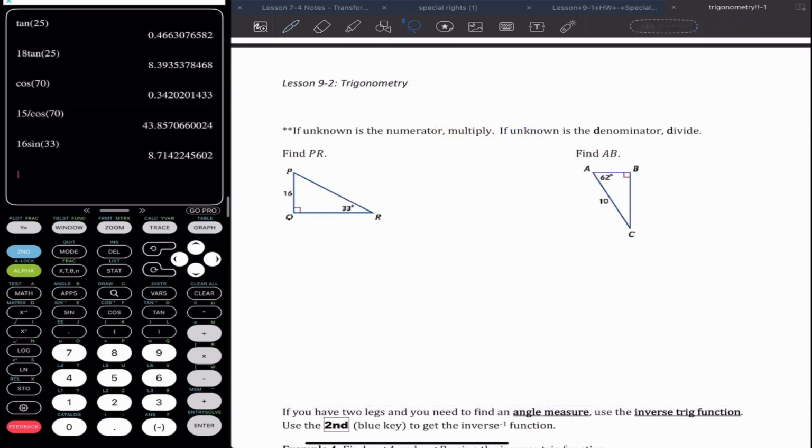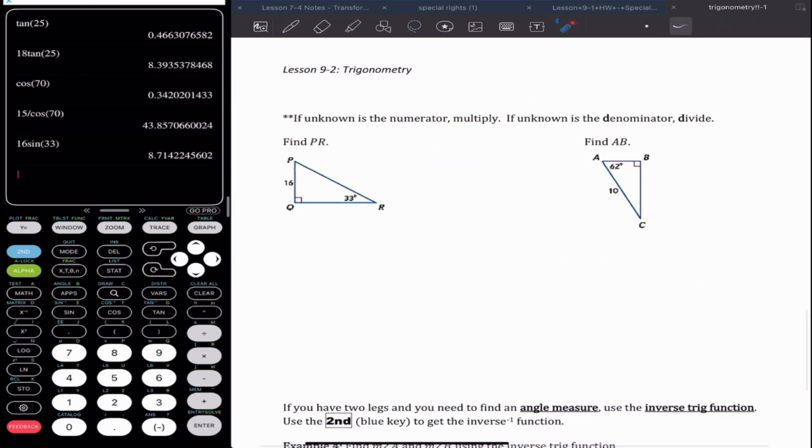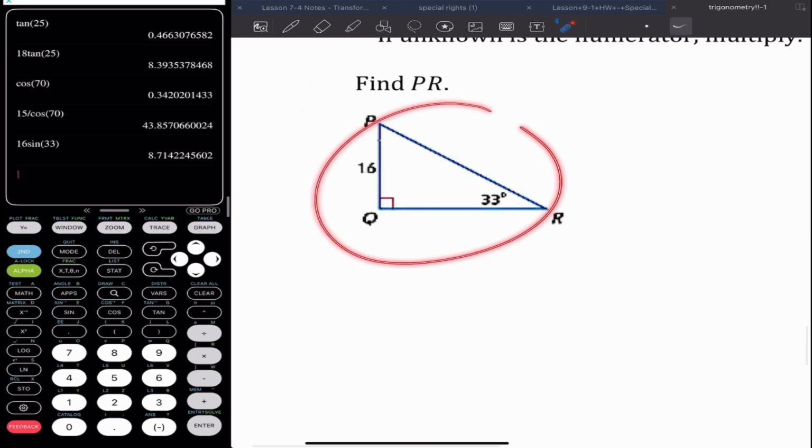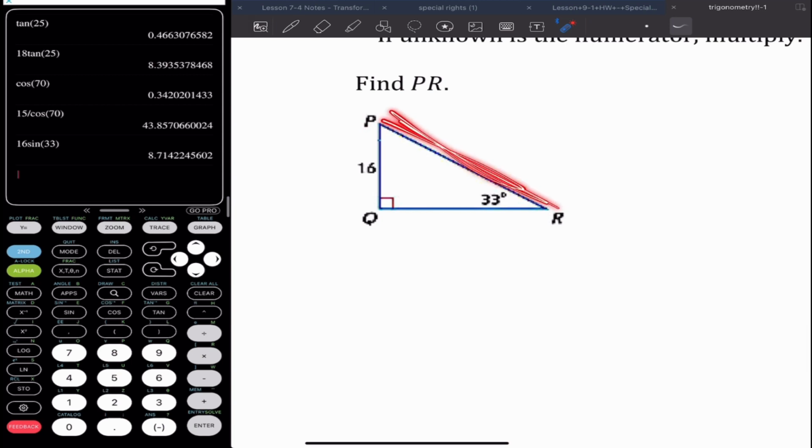Okay, so let's take a look at the last page of the notes. If the unknown is the numerator, multiply. If the unknown is in the denominator, divide. Let's go ahead and find PR for this triangle. So it's referring to this side here. So that's PR. I'm not going to call that PR. I'm going to actually call that X. So let PR be X.